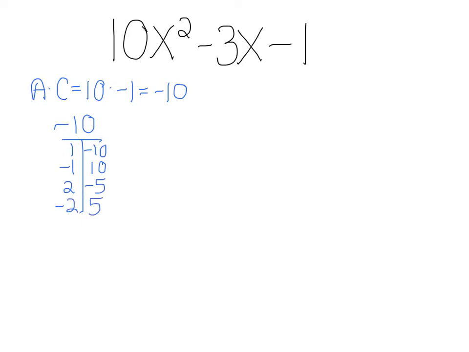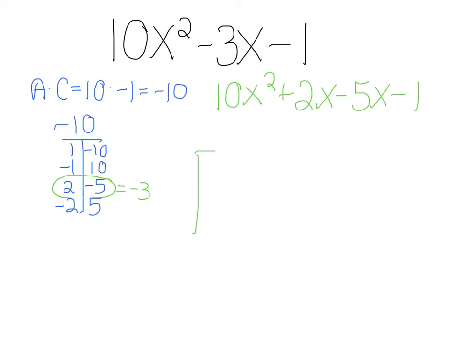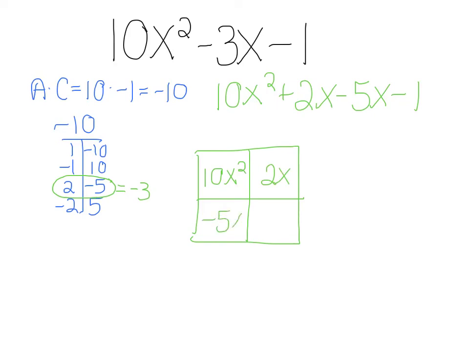I'm looking for what adds to negative 3x. So out of these options, it's going to be 2 and negative 5 because these add to negative 3. So we're going to have 10x squared plus 2x minus 5x minus 1. This is my area, so I'm going to make my box and fill in my area: 10x squared, 2x, negative 5x, and negative 1.